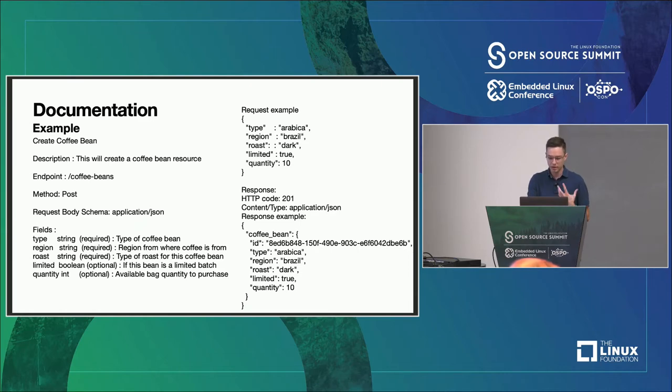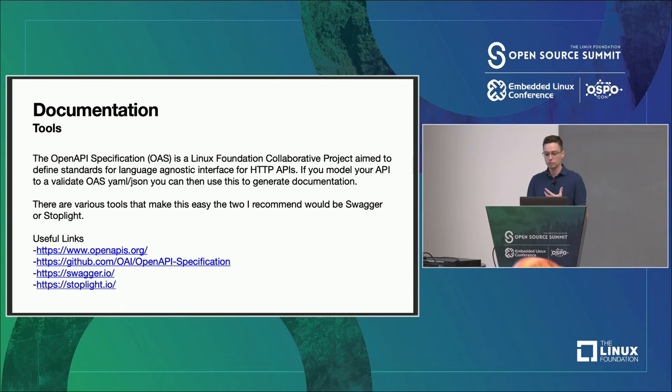Now, there are ways to make this documentation better, because this right here is pretty rough when you look at it. There are a lot of tools around documentation, specifically the OpenAPI Spec, or OAS. It's a Linux Foundation collaborative project, and what it does is it lets you write your API spec in a specific way. That way it's portable. So there are a lot of tools around this, such as Swagger or Spotlight, but there are a lot of benefits to using these tools.